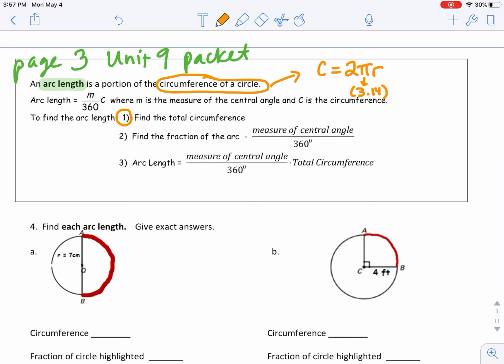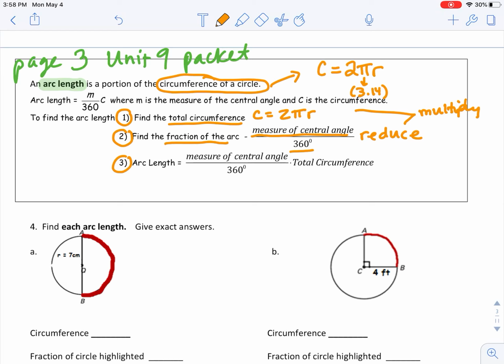So the first step is to find that total circumference, again, using the formula 2 times pi times r. Second, you're going to find the fraction of the arc. So you'll have the measure of the central angle divided by 360, and then you always need to reduce that fraction. And then the third step is you're going to take your 2 answers from the first 2 steps, and you're just going to multiply them together. And that's your answer. That's all it is. You're just going to multiply the fraction times the circumference, and that will give you the answer.